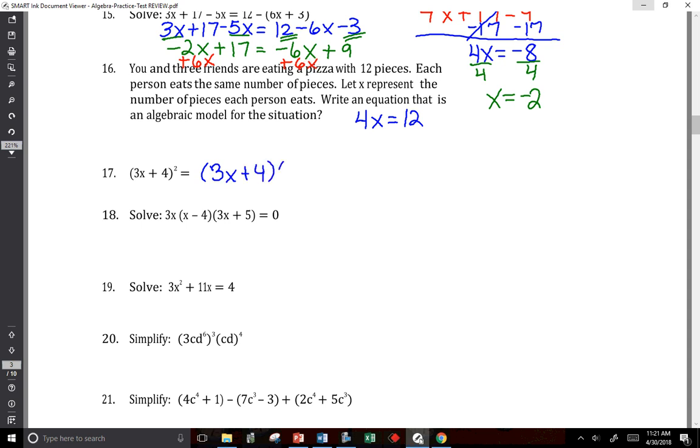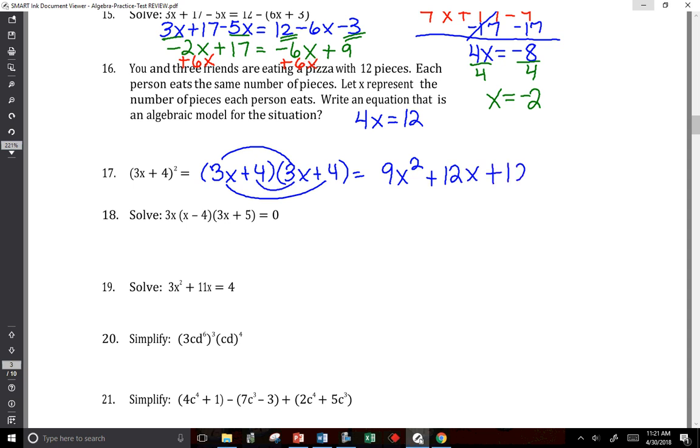What's easy? That's easy. Which one? 17? 18 is not going to be bad at all. Are y'all trying to distribute it all out and FOIL? No, it's already factored. So you just want to take each piece and set each piece equal to 0. It's actually way easier than what y'all are trying to do with it.